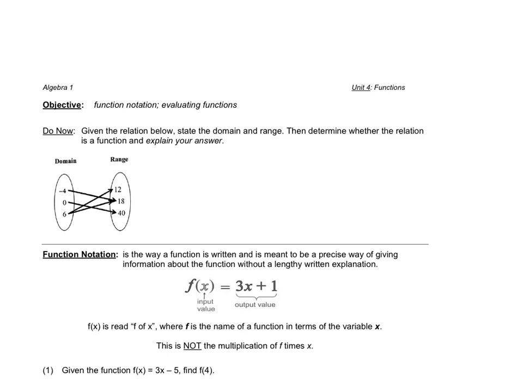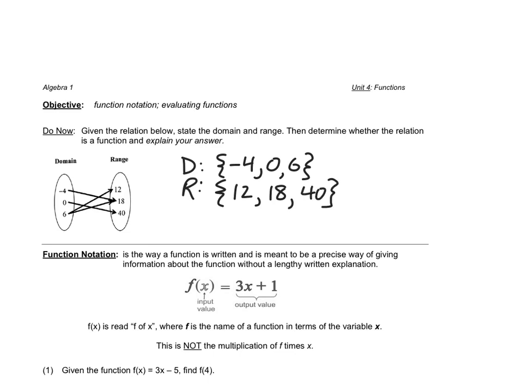But the domain, regardless of whether it's a function or not, and the range are something that you could determine just based off what values of x and what values of y are accounted for. So here it's just the raw values, negative 4, 0, 6. And the range, the accounted values. And remember, there were some problems in the homework where you had some numbers in the range bubble that didn't have arrows drawn to them. Those would not be part of the range because they're not included in the set. So we're looking at 12, 18, and 40.